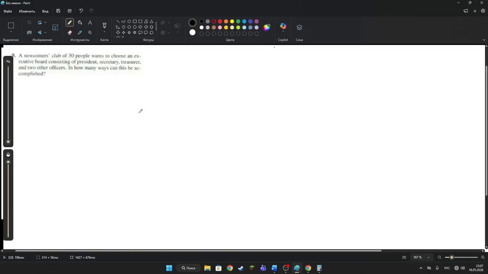So the next exercise: a new Corners club of 30 people wants to choose an executive board consisting of president, secretary, treasurer, and 2 other officers. In how many ways can this be completed? So the important moment: the 2 other officers are indistinguishable, while president, secretary, treasurer are distinguishable. So it's going to be two combinations.